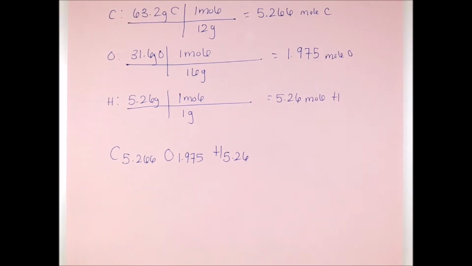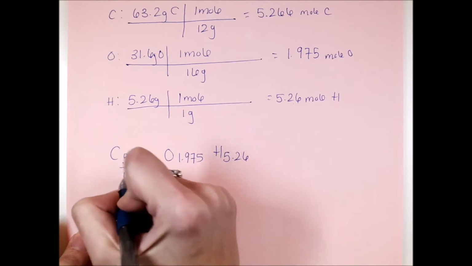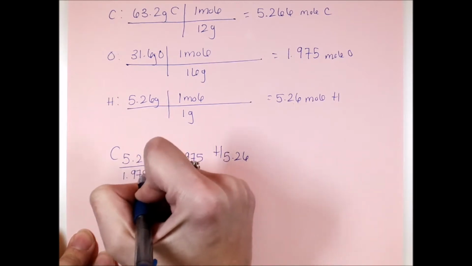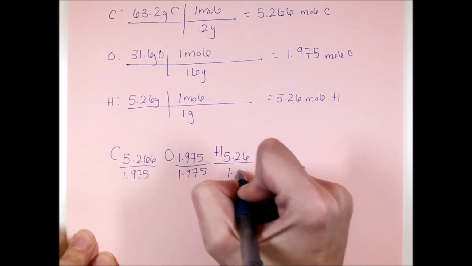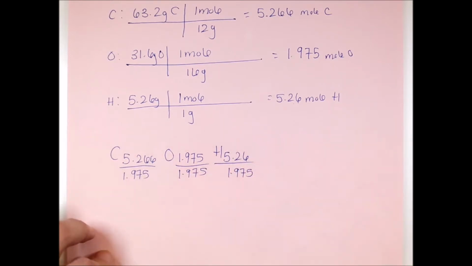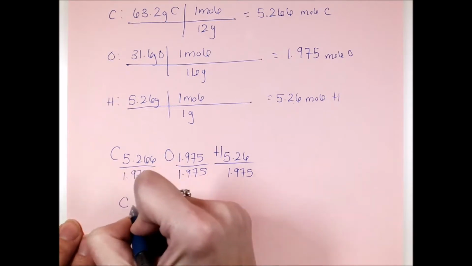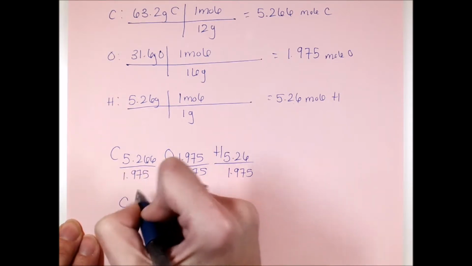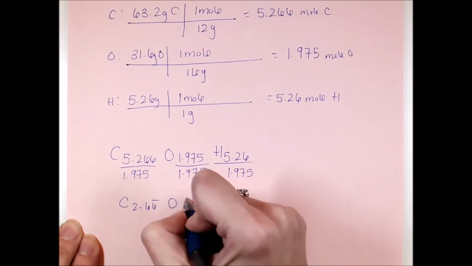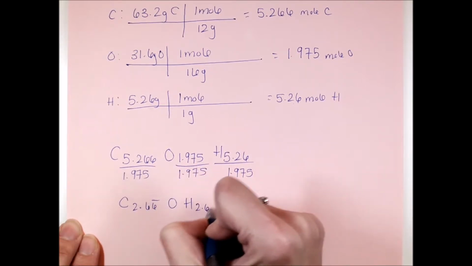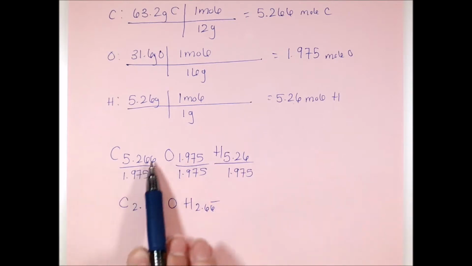Okay, we're going to divide everything through by 1.975. Okay, so when you do that, you get C 2.66 repeating, O, H 2.66 repeating, since those are about the same.